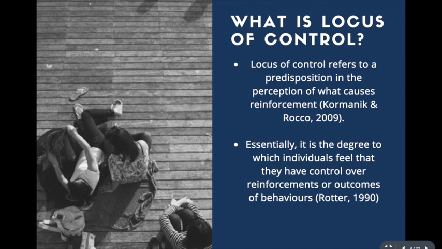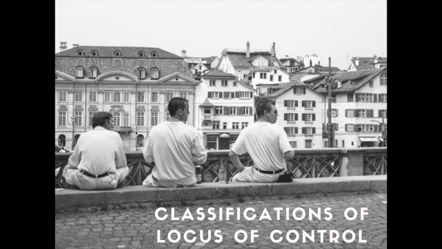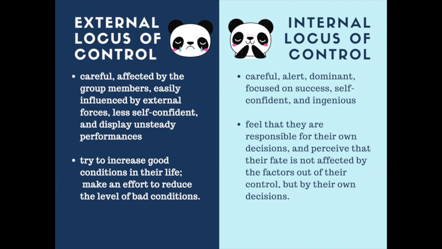What is locus of control? Locus of control refers to a predisposition in the perception of what causes reinforcement, and essentially it is the degree to which individuals feel that they have control over reinforcements or outcomes of behavior. There are two classifications of locus of control: the external locus of control and the internal locus of control.